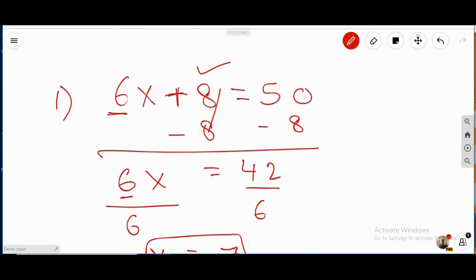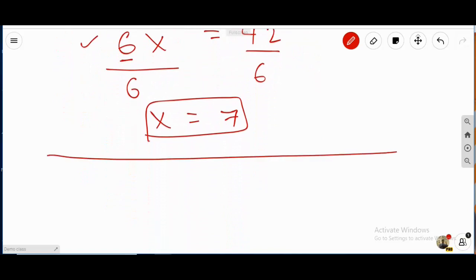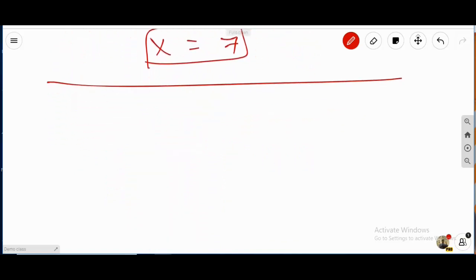So here first I subtracted 8, so I tried to get rid of the constant. And in the second step, I got rid of the coefficient, which is 6. So let me pick another example here. Let's pick 13 equals negative 4x plus 9.